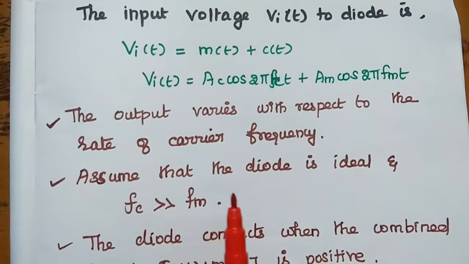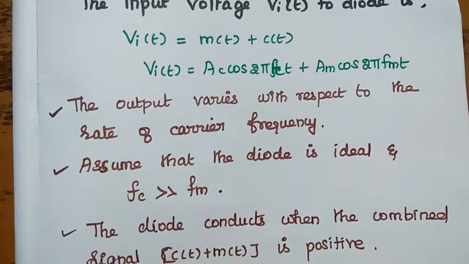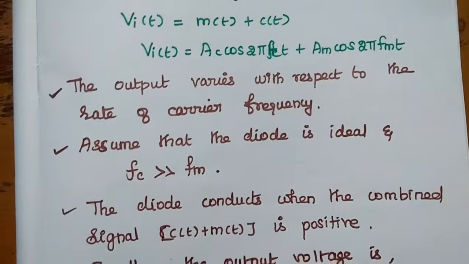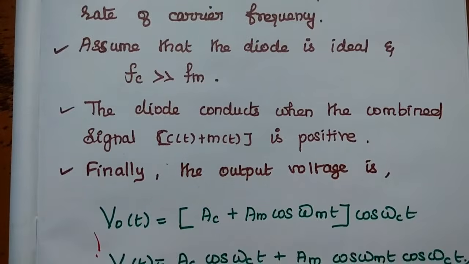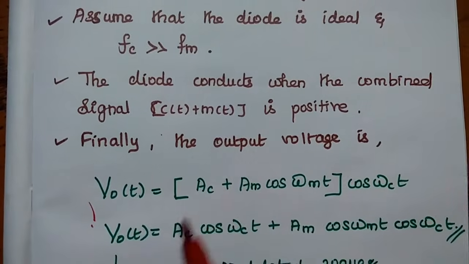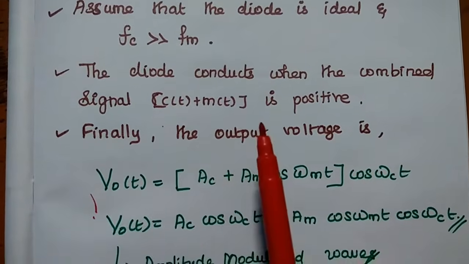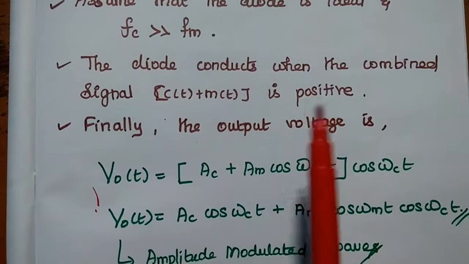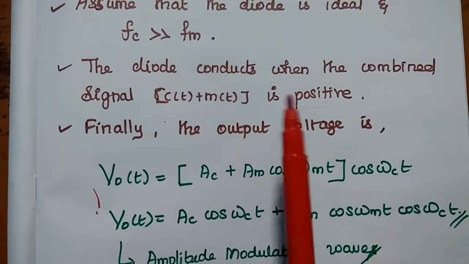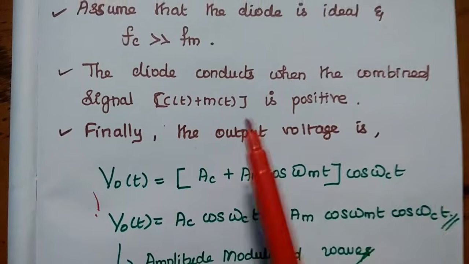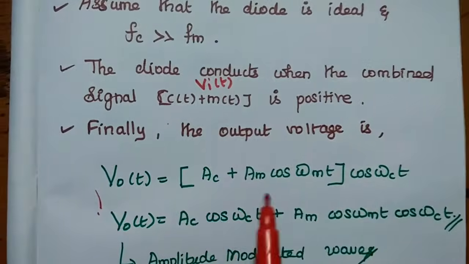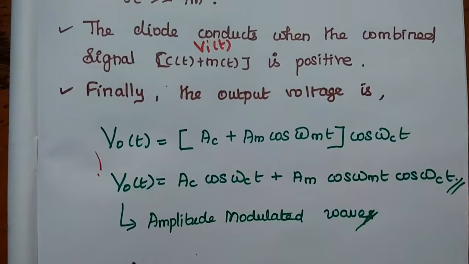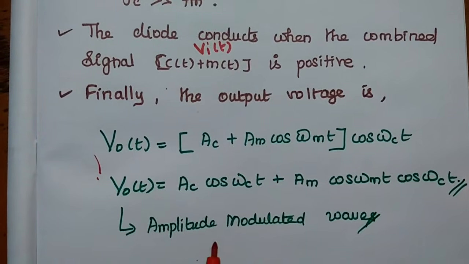Here we have to assume the carrier frequency is always far greater than the modulating frequency and the diode is ideal. With that assumption, the diode conducts when the combined signal is positive. Combined signal means Vi(t). If the input is positive, it is forward biased and conducts. Otherwise, there is no output.